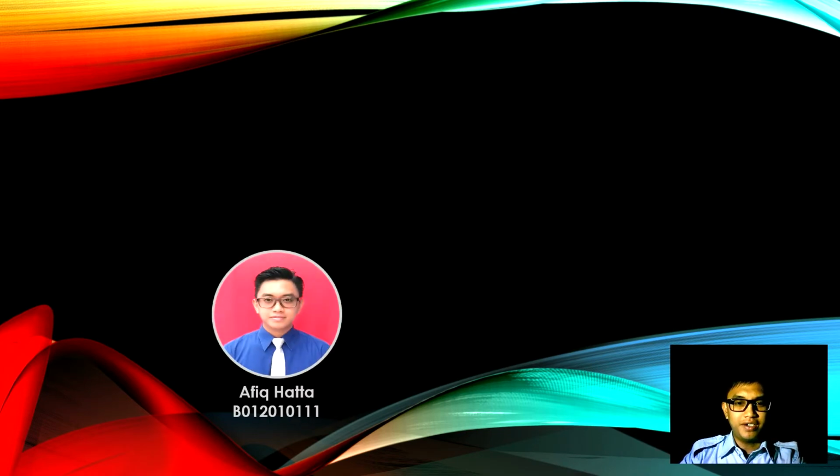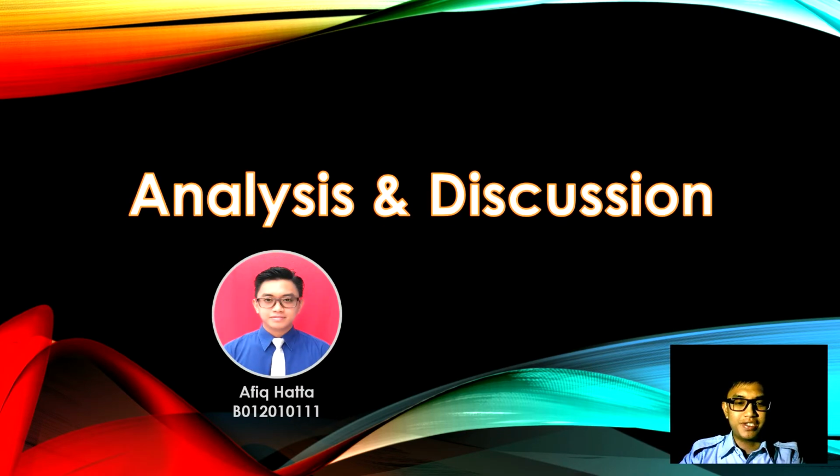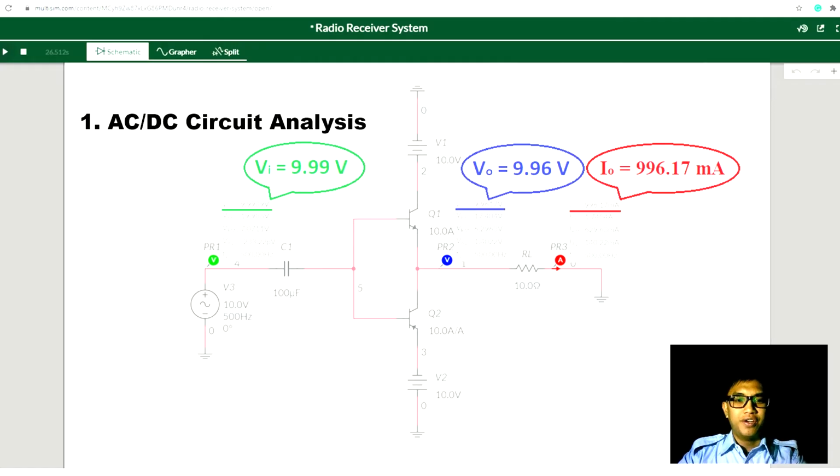Assalamualaikum and a very good day to everyone. My name is Afi Hatta and I will cover the analysis and discussion part. For the AC-DC circuit analysis, this is the Class B power amplifier circuit that we designed for the radio receiver system. In an ideal condition, we calculate the maximum output current is 1 ampere, but when we run the simulation, we only get a maximum output current of around 996.17 milliampere.